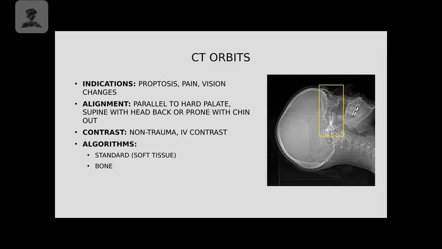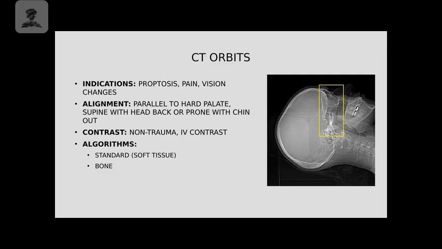Again, it's just given through the arm, and then we wait a certain amount of time before it would enter into the eye socket. Algorithms for this, typically we're going to be using soft tissue or the standard to look at the lens of the eye, the optic nerve, all of those soft tissues. If we're worried that they had trauma and we're worried about the eye socket, the bone that's surrounding it, where perhaps they were hit in the face and we're worried about a fracture, we will then use a bone algorithm.